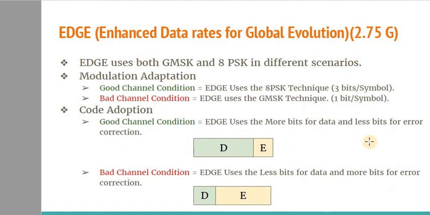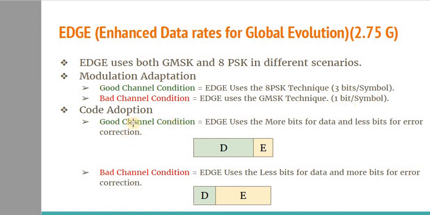So now one thing is the switching between GMSK and 8PSK in different scenarios. According to my channel conditions, EDGE has the capability to switch its data rate. Whenever my channel condition is good, EDGE will use the 8PSK technique, in which I can transmit 3 bits per symbol. But if my channel condition is bad, EDGE will transmit 1 bit per symbol. So it is shifting from EDGE to GPRS according to the channel condition.